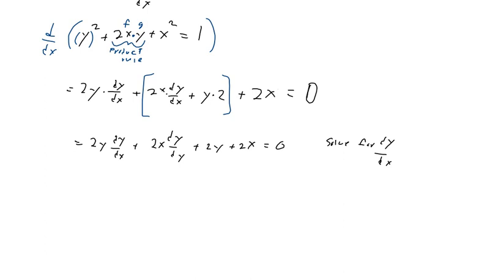The problem here is there's 2 of them, and we're going to have to deal with that in a moment. Easy step first, I can get rid of this 2y and this 2x. Minus 2y minus 2x on both sides. I'm going to get 2y dy/dx plus 2x dy/dx equals negative 2x minus 2y.